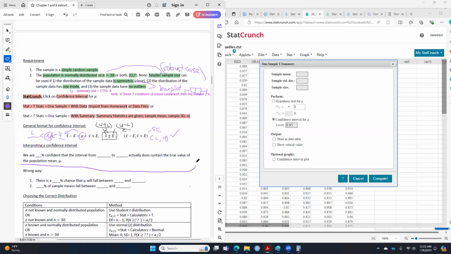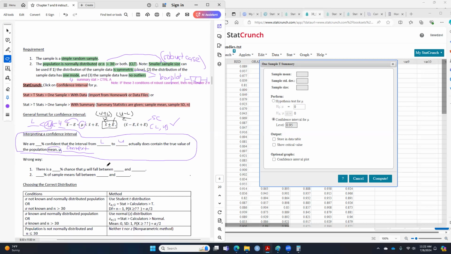We are 95 or 99% confident that the interval from lower to upper actually does contain the true value of the population. This time it is the population mean, whereas last time we did population proportion. Make sure that you have the context behind it. The wrong way to do this is to use the word chance; make sure you use the word confident, and don't use sample, make sure you use the word population.